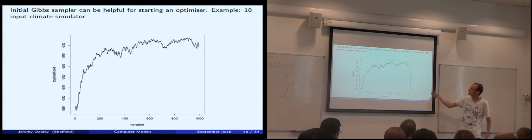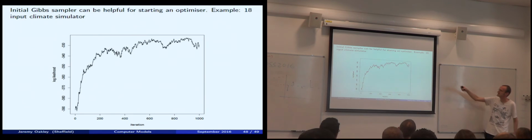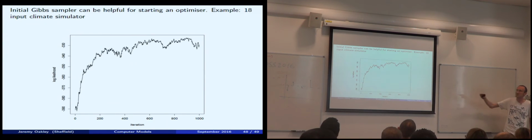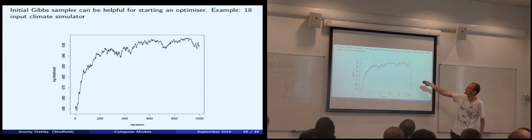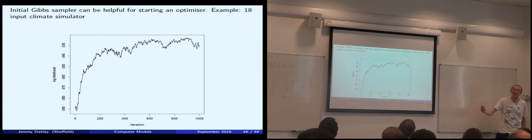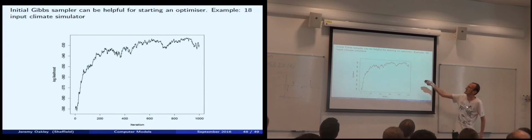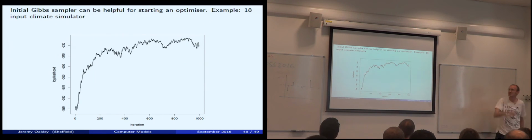So just going back to that climate model, eventually we just plug in the best maximum likelihood estimate, but we found running a Gibbs sampler to start with is a good way of taking a more arbitrary starting value and at least trying to move into regions of high likelihood. If you directly apply an optimizer, then it can be a bit more sensitive to your starting value. So a combination of something stochastic to find a good starting point, and then an optimizer just to finish it off, works quite well.